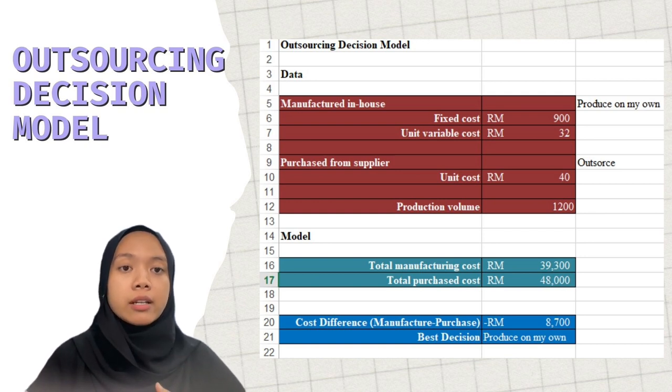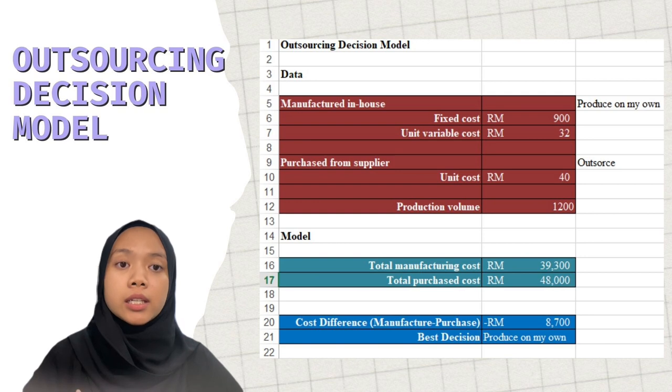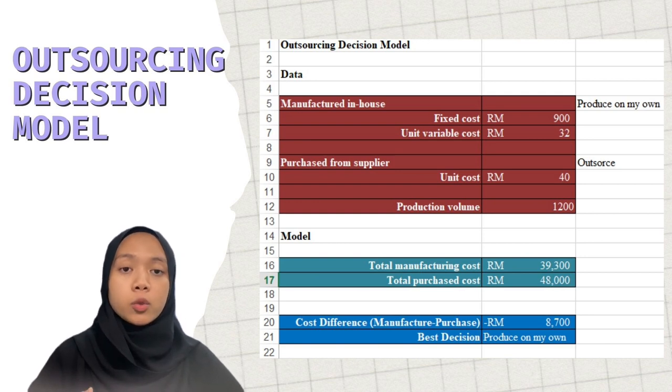We may infer that the fixed cost will remain constant at 900. Using what-if analysis, the unit cost will be reduced from RM50 to RM40, making it slightly cheaper while still generating a profit. The cost of new production is $39,300 and the total purchase price is $48,000. As a result, we may deduce that if our organization wants to earn from outsourcing, we must minimize unit costs.